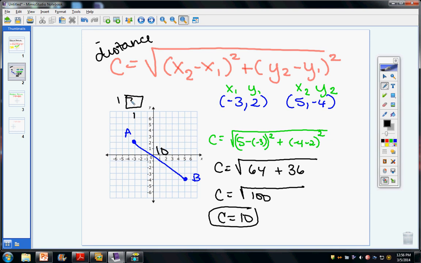Okay, now again, you can't just sit here and count, because remember, just because this is 1 and this is 1, this is not equal to 1. So I can't just sit here and count boxes like that. It doesn't work that way. So I have to use the distance formula to help me calculate that.